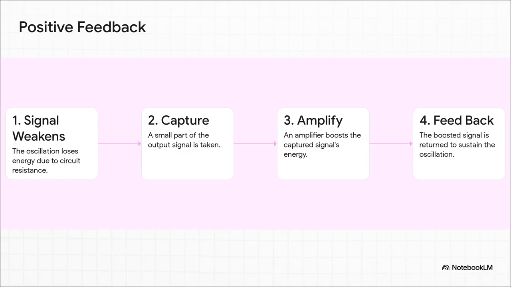And the process itself is just beautifully simple. As that wave of energy starts to weaken, the circuit basically grabs a tiny piece of it. It shoots that little piece through an amplifier to boost its strength, and then feeds it right back into the main circuit at the exact perfect moment. And that's what keeps the swing going.